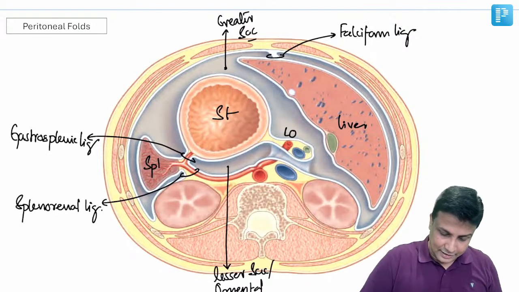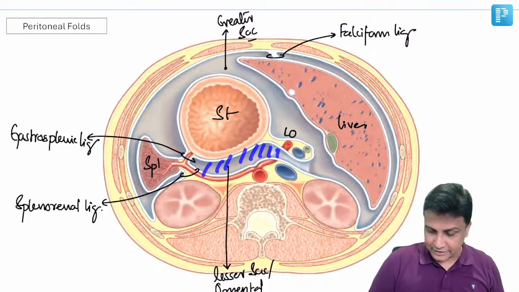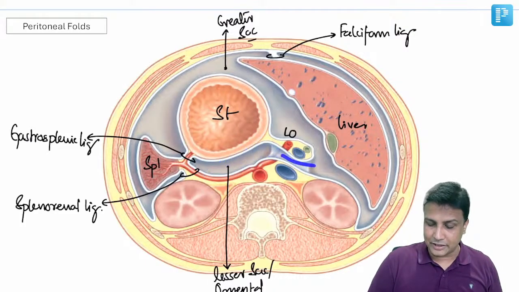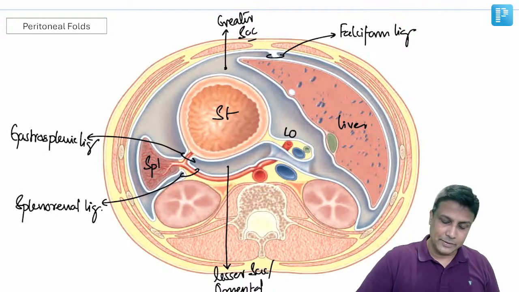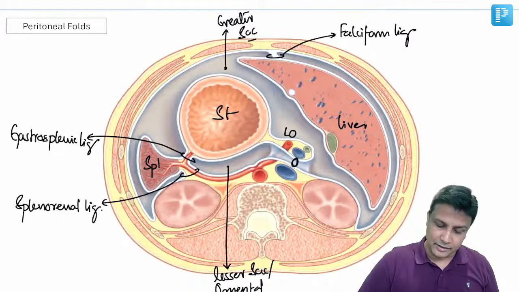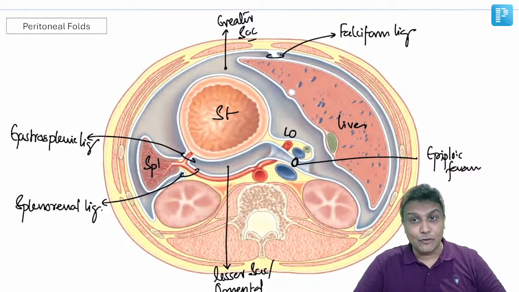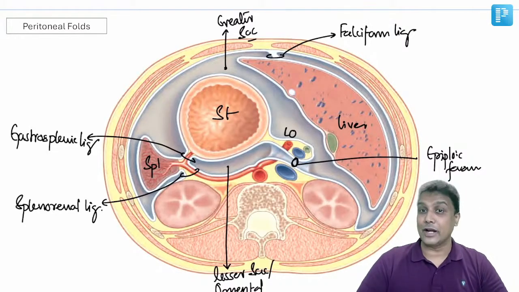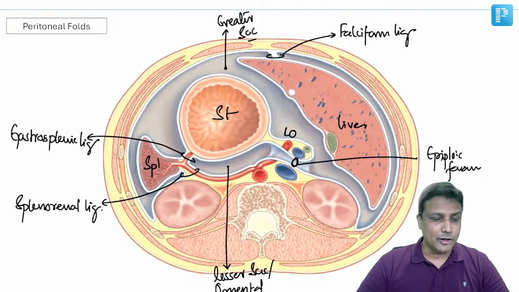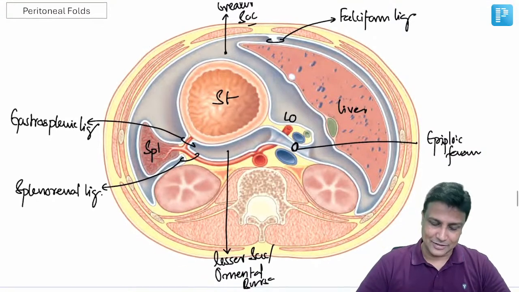Now, this entire lesser sac here is connected with the greater sac with the help of this opening here, and this opening here will be the epiploic foramen. Okay, so this one here will be the epiploic foramen, or else it is also referred to as the omental foramen. Also, it is referred to as the foramen of Winslow. Now, you got to remember the boundaries of this epiploic foramen, sir.